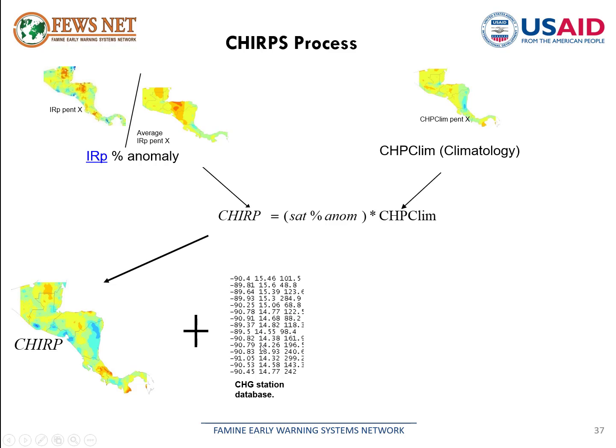So once we have all the stations that are in the right format, CHIRP is blended with the stations using a modified IDW model to produce preliminary CHIRPS. So this is the Climate Hazards Infrared Precipitation with Stations. This is produced every 5 days, 2 days after the end of the pentad. So this process is done for every pentad during the month.